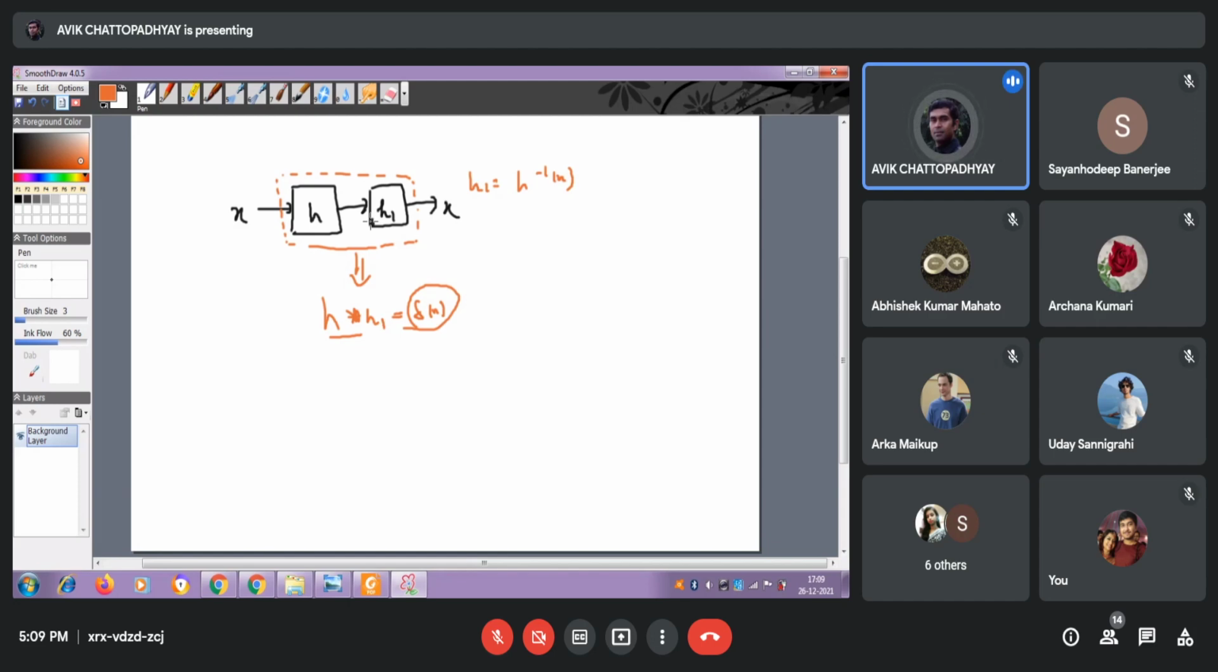That means the design is done. If I can find out the impulse response of the system, that means the design is done. So the design means actually I'm looking for the impulse response. I'm trying to find out the impulse response for the system. Here the system is the filter at the receiving end, such that its impulse response will be the inverse of the impulse response of the channel.